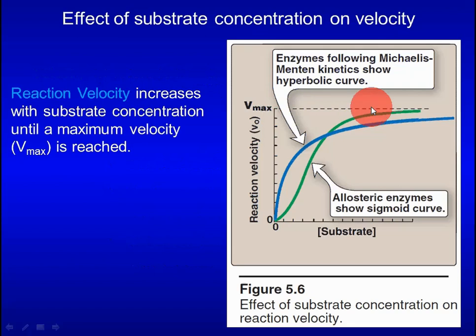Here is a picture that shows you two types of enzymes. Enzymes following Michaelis-Menten kinetics, in blue, show a hyperbolic curve. Allosteric enzymes show a sigmoidal curve. Velocity increases with substrate concentration until a maximum velocity is achieved.